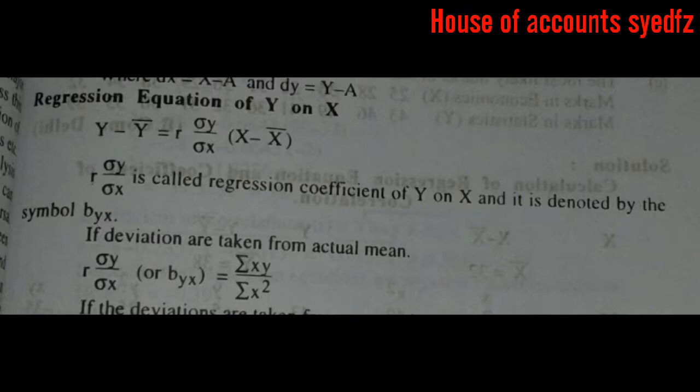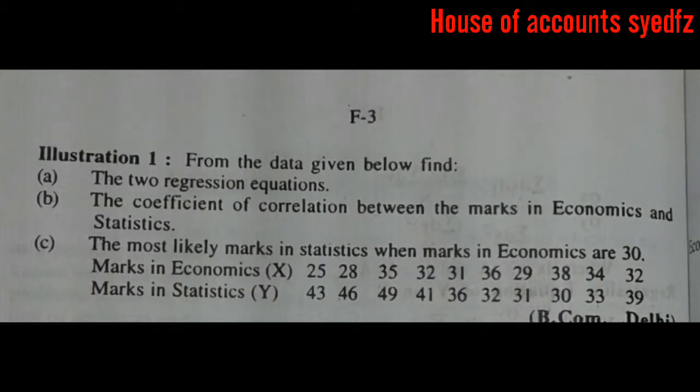If deviations are taken from actual means, then in place of r standard deviation y divided by standard deviation x, we can take sigma xy divided by sigma x square. Why are we taking x square here? Because for x on top, the x square should be below, and if it is y, then y square should be below. So that's why we take x square and y square. It depends upon the equation. Let's start the question to understand the procedure of calculation of the regression equation.